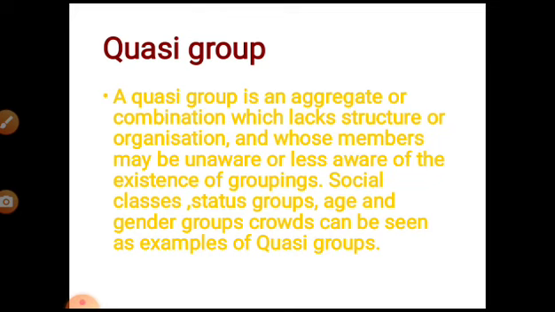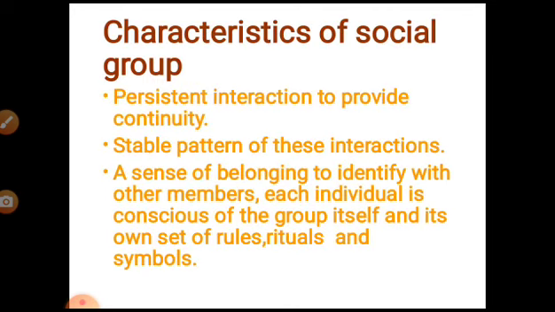We have also learned about the quasi groups. A quasi group is an aggregate or combination which lacks structure or organization and whose members may be unaware or less aware of the existence of the grouping. So this was the quasi group, and we also learned about the characteristics of social groups.